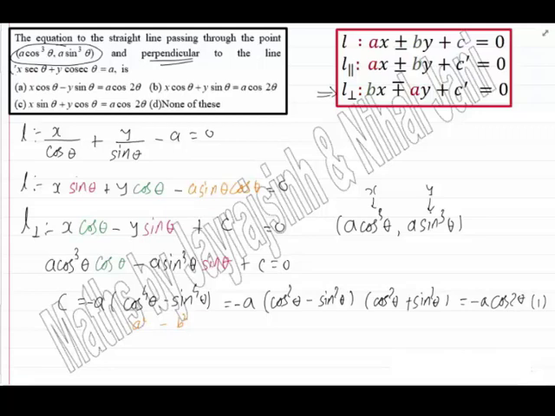We just have to put the value of c to get our required equation of line. So x cos theta minus y sine theta minus a cos 2 theta is equal to 0 is the required equation of line. If we compare with the options, option A is the correct answer. Tada!